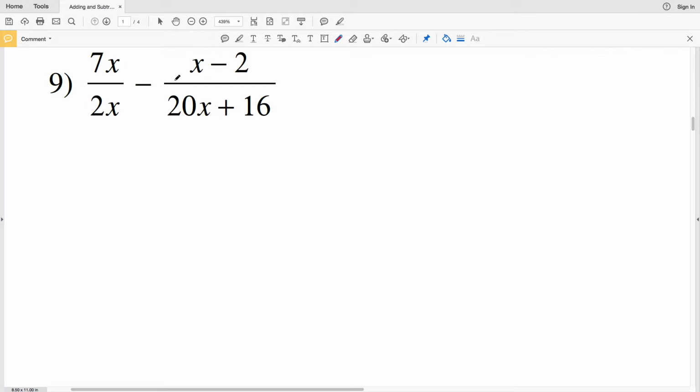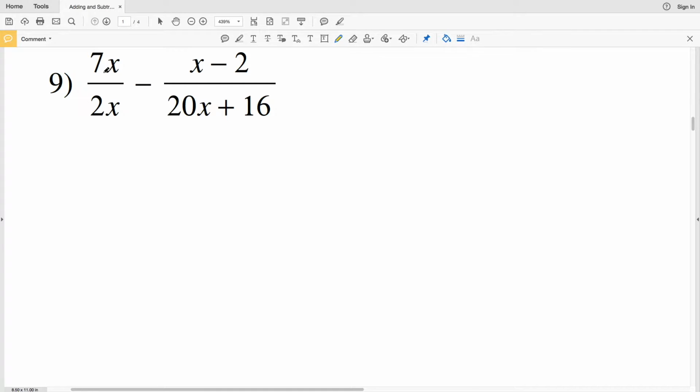In this video, we're continuing on with the adding and subtracting rationals worksheet on the KutaSoftware website under the Infinite Algebra 1 section. Now remember, when adding or subtracting rationals, we need to have the same denominator, and in number 9, we do not. But first, let's simplify.